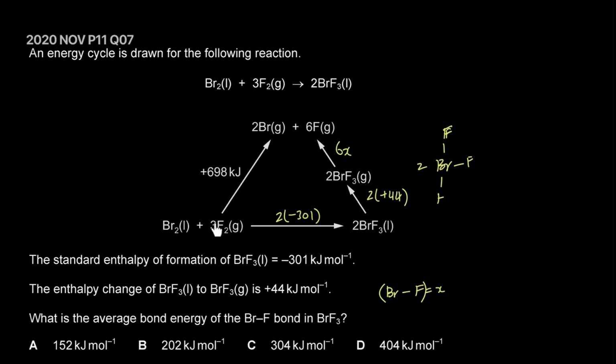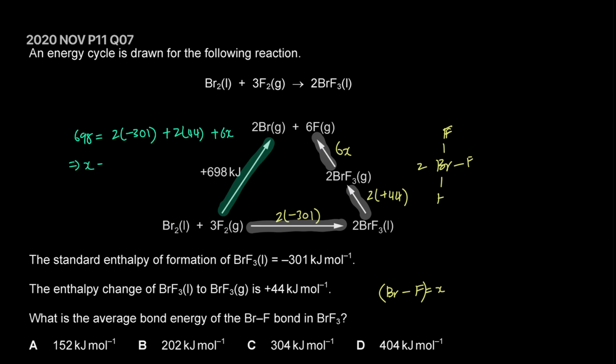If you look at our energy cycle, all the arrows are going away from the elements and all the arrows are going towards the gaseous atoms. So we can go from elements to gaseous atoms in a single step, or we can first convert the elements to the liquid BrF3, vaporize that, and then break the gaseous covalent bonds. So 698 is equal to 2 times negative 301 plus 2 times 44 plus 6x, which gives us x as positive 202 kilojoules per mole. So that is the average BrF bond energy, and the answer over here is B.